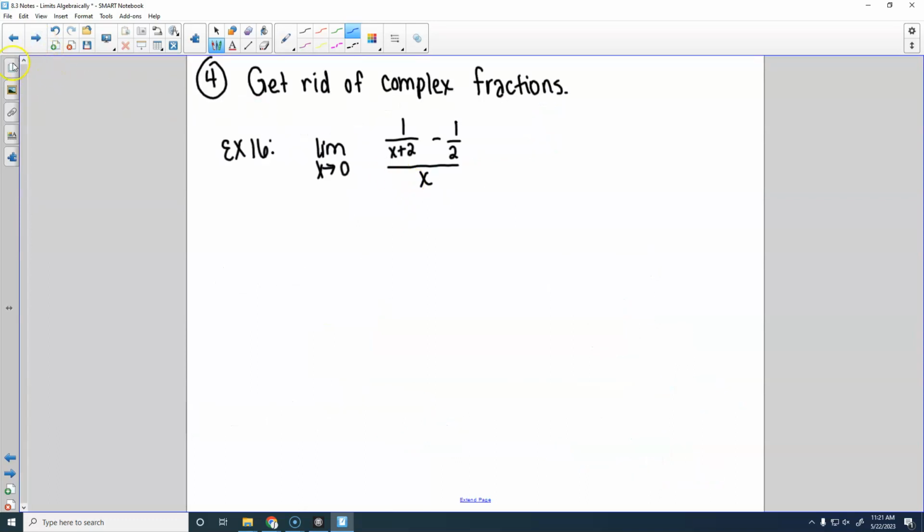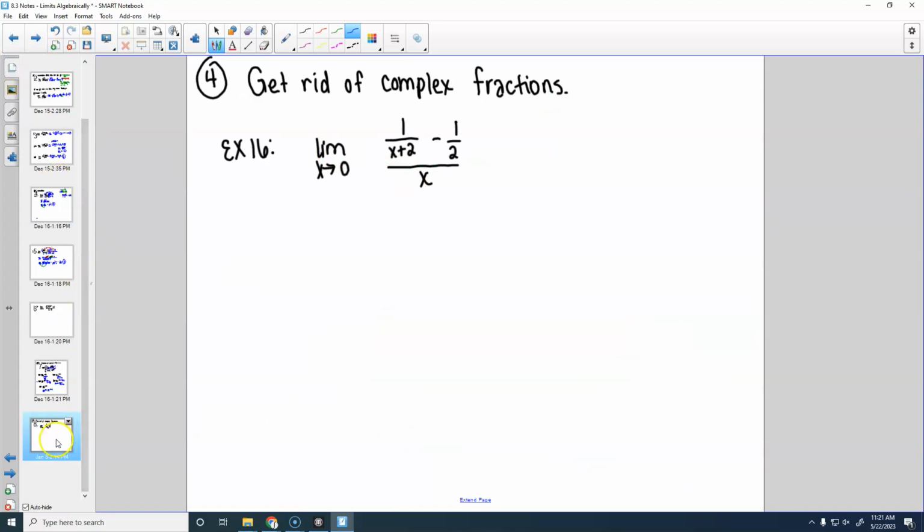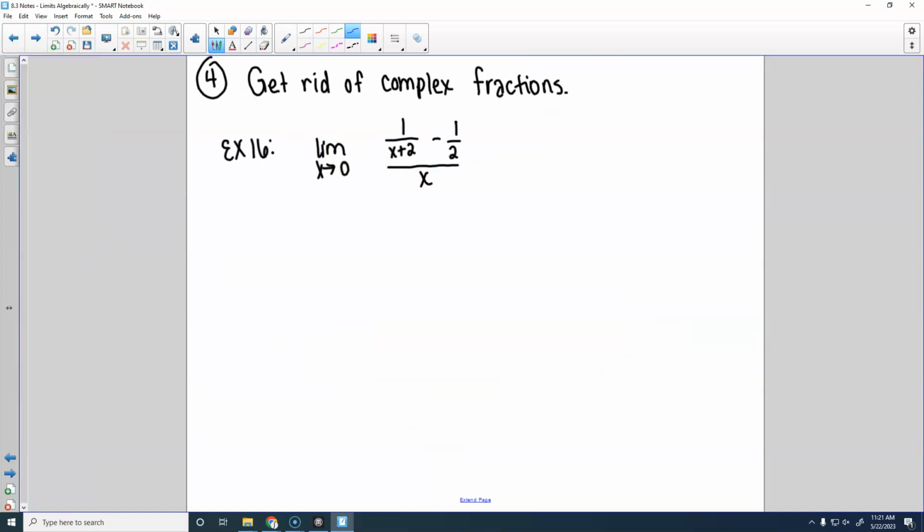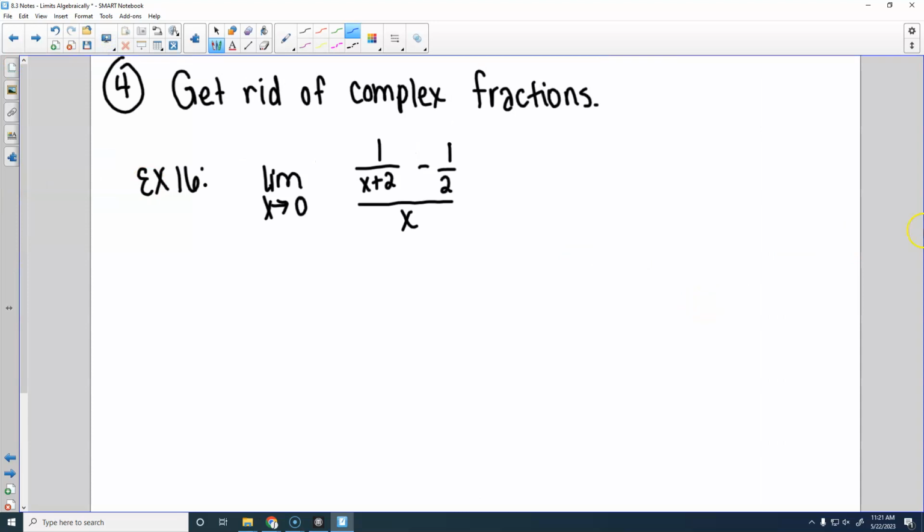Alright, last thing, I think. Yeah, last thing, complex fractions. Alright, so these are fun right here. Everybody loves fractions inside of fractions. So there's some different ways you can deal with this. But in general, you just need to get rid of the complex fractions in some way.